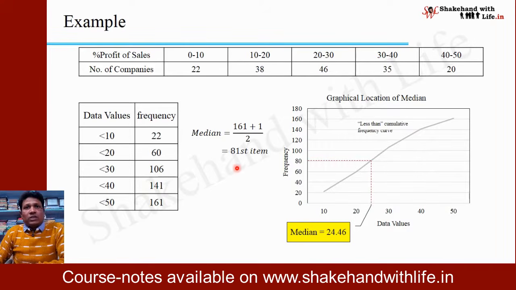Now where is the 81st item on the y-axis? This is the 81st item on the y-axis. Now you need to draw a horizontal line parallel to the x-axis, and this line will intersect the curve at this point. From this point draw a perpendicular on the x-axis, and this touch point will be the median value. So this median value will be 24.46. You can clearly see this value on the actual graph. This way you can locate the median value on the graph.